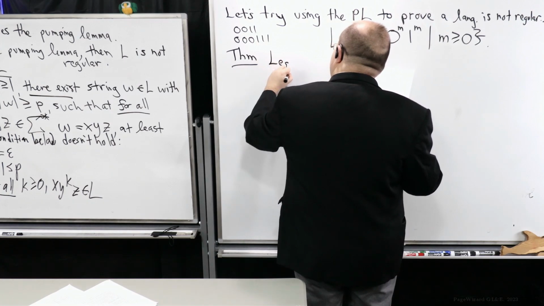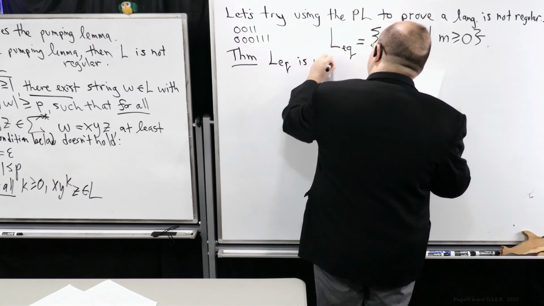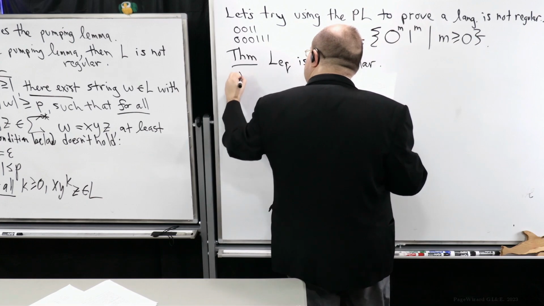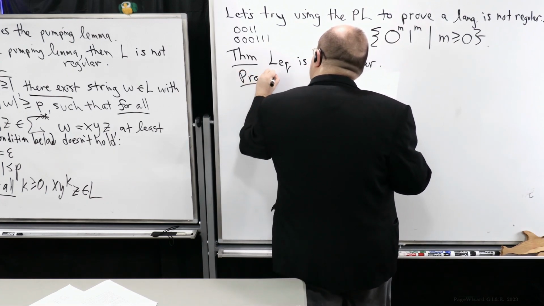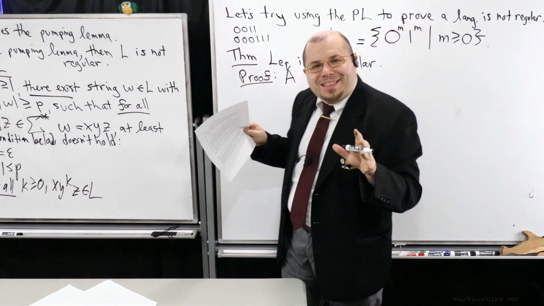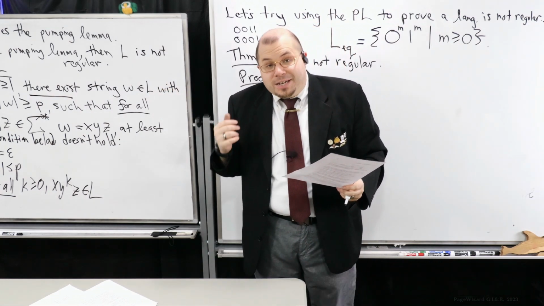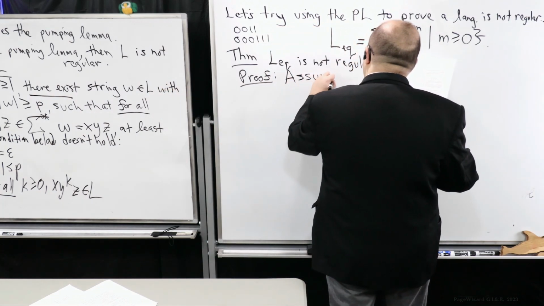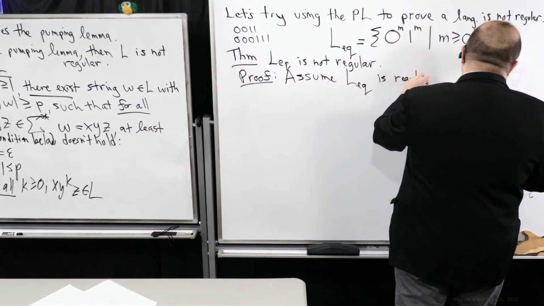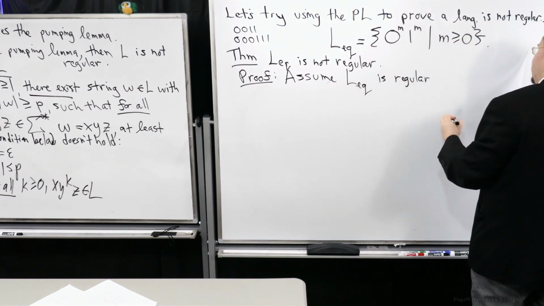So language equals, or LEQ, is not regular. So let's prove that this is not regular. So we're going to put the pumping lemma into use. So proof. The canonical best friend that you would have when you have something like this is contradiction. We're going to assume LEQ is regular. And I must stress, we're doing this for the sake of deriving a contradictory statement.